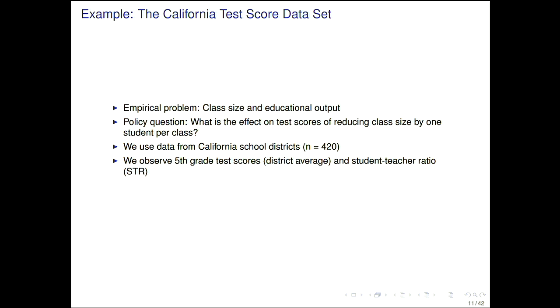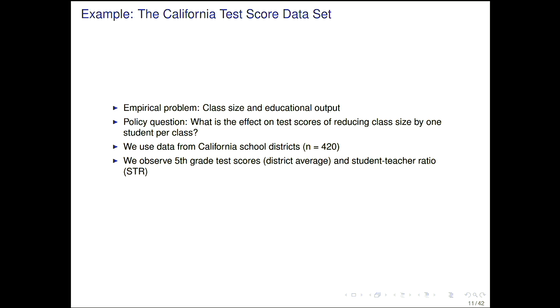This is an example of the California test score data set. The problem is we want to know the relationship between class size and educational outcome. Educational outcome can be measured in many different ways, but one obvious thing is if there is a nationwide standardized exam, then we can measure the educational outcome by the national exam. So we're going to do that. The policy question is, what is the effect on test score when we reduce class size by one student per class?